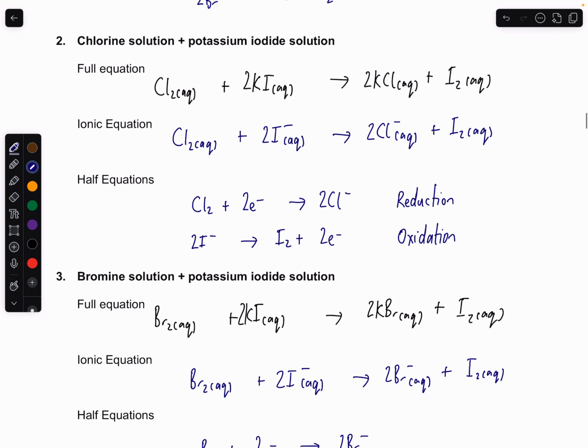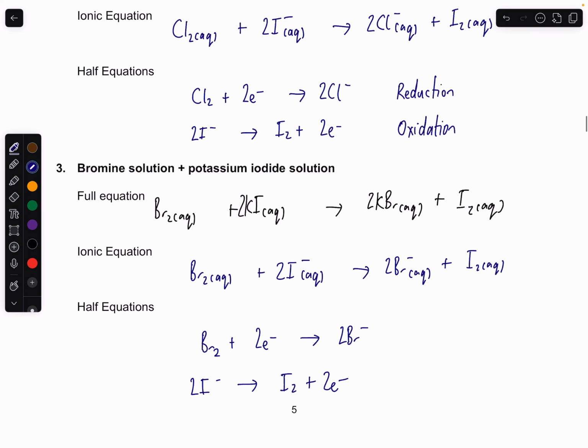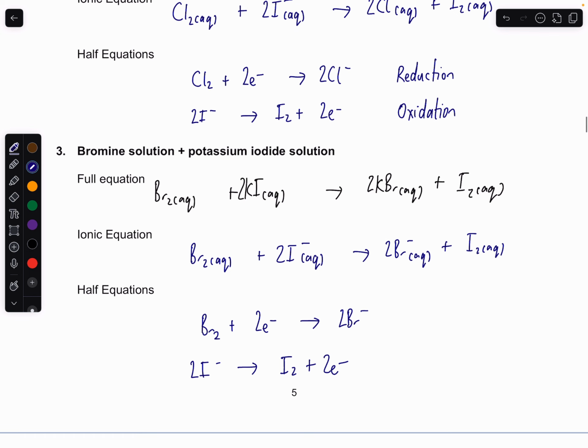And then finally, bromine reacting with potassium iodide. We've got bromine reacting with iodide to form bromide and iodine. And if we split those into the 2 half equations, bromine is gaining electrons, so that process is reduction. And iodide is losing electrons, and that process is oxidation.